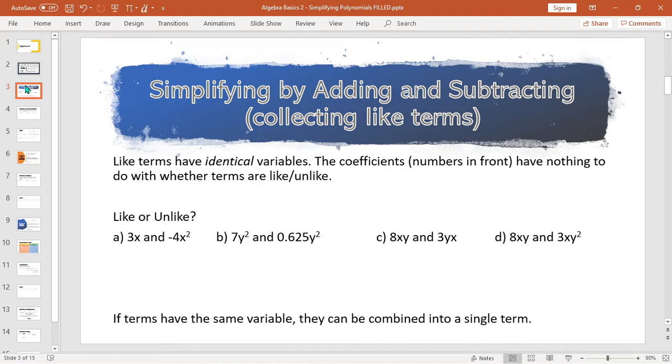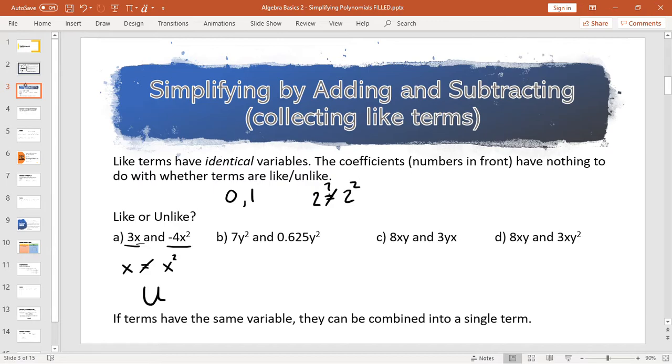They're called like terms. So when I look at A here, I've got 3x and negative 4x squared. I don't care about the 3 and the negative 4. What I care about is, is x the same as x squared? No. They're both x's, but this one's to a higher power. And whenever you're asking if things are like or unlike, do a number test. Don't use the number 1. Don't use the number 0, because those are weird. Use 2 or anything else. So change x to 2. Is 2 the same as 2 squared? Nope. 2 is not the same as 4. So x and x squared are different, and these are unlike.